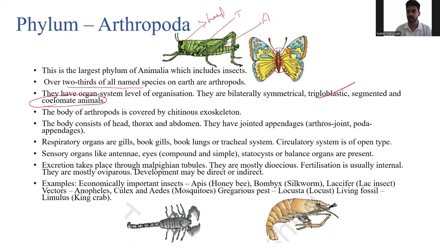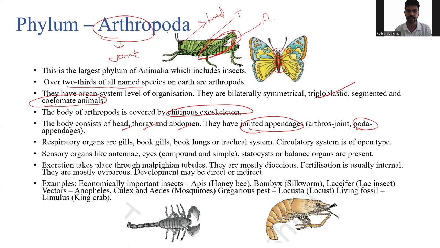The body of arthropods or insects is covered by a chitinous exoskeleton. The body consists of head, thorax, and abdomen, and they have jointed appendages. Arthro is nothing but joint, and poda is nothing but appendages. So they have jointed appendages.